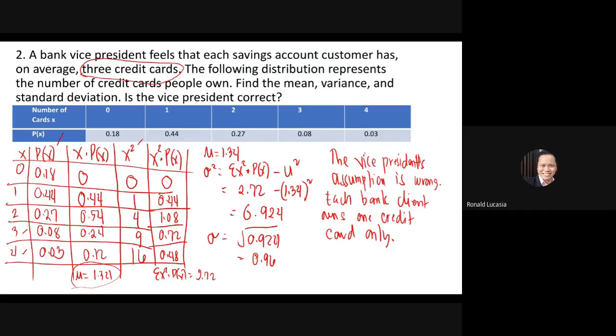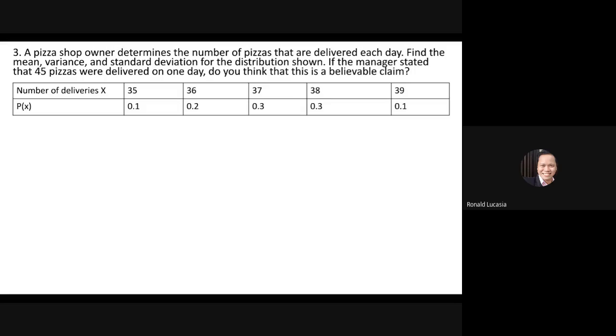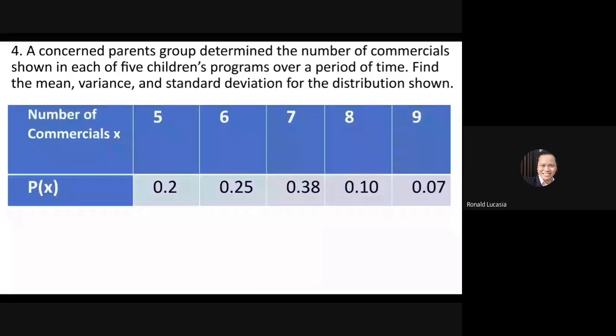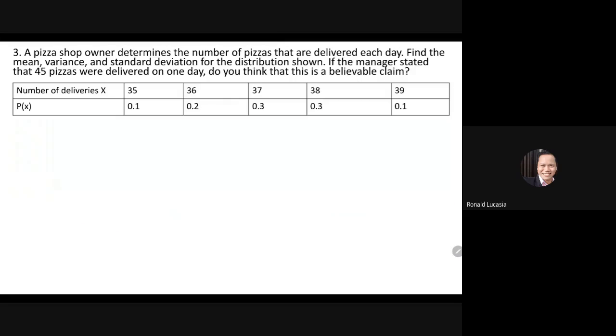If there are no more questions, I am going to give this one as the activity number, I think 3. This is only 3 problems, 3, 4, and 5. Kailangan nyo po ipakita makuha ang mean, variance, at standard deviation. You have to answer this one. Do you believe that this is a believable claim? A pizza shop owner determines the number of pizzas that are delivered each day. Find the mean, variance, and the standard deviation for the distribution. The manager's claim is that 45 pizzas were delivered on one day. Para masagot mo yon, do you think that this is a believable claim? You compare 45 pizzas doon sa makukuha mong expected value or mean.